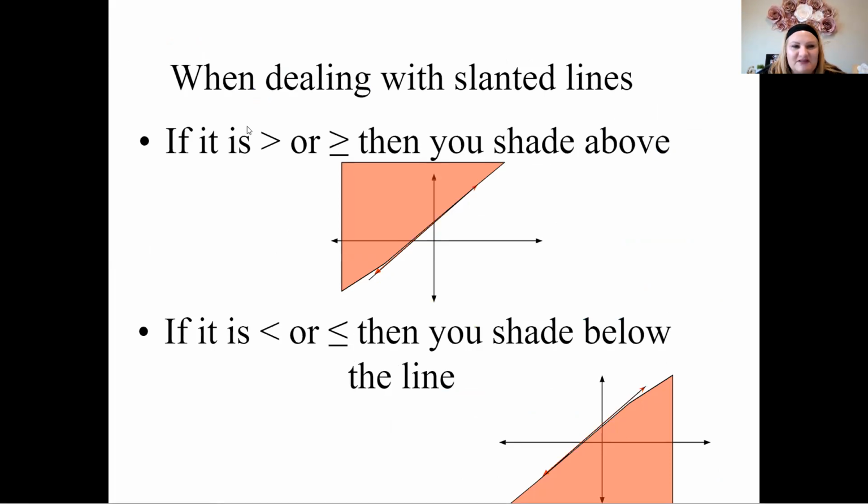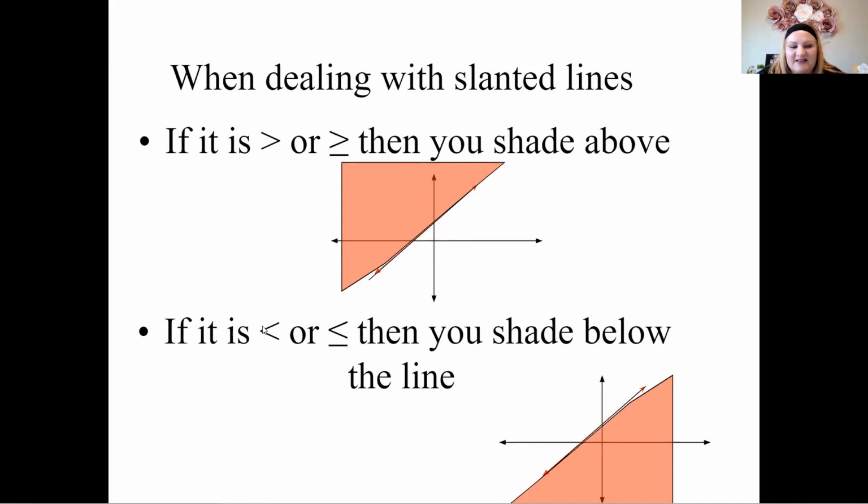So you have this example. It says when dealing with slanted lines, if it is greater than or equal to, then you can shade above. See how they graph the line first and then they shade everything above, because all the y values down here are less than. So you want to shade up here.